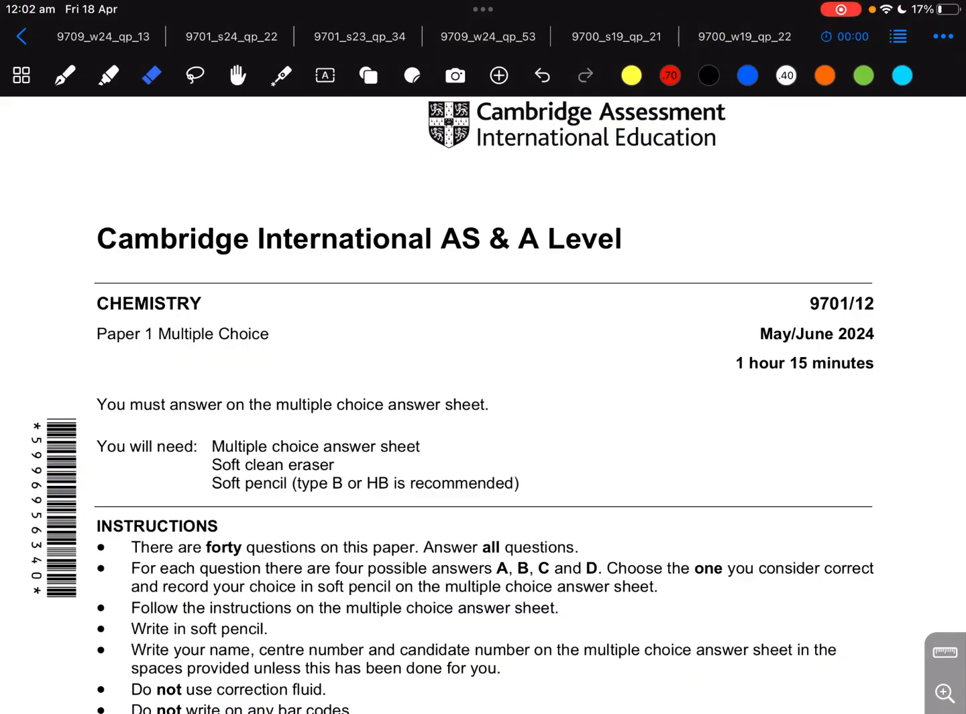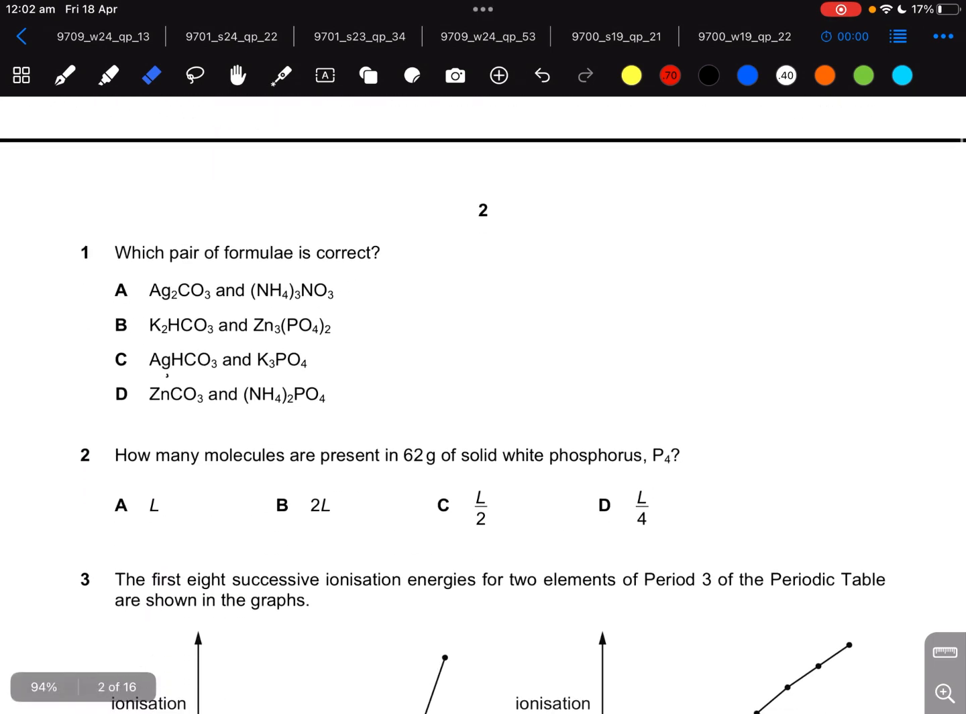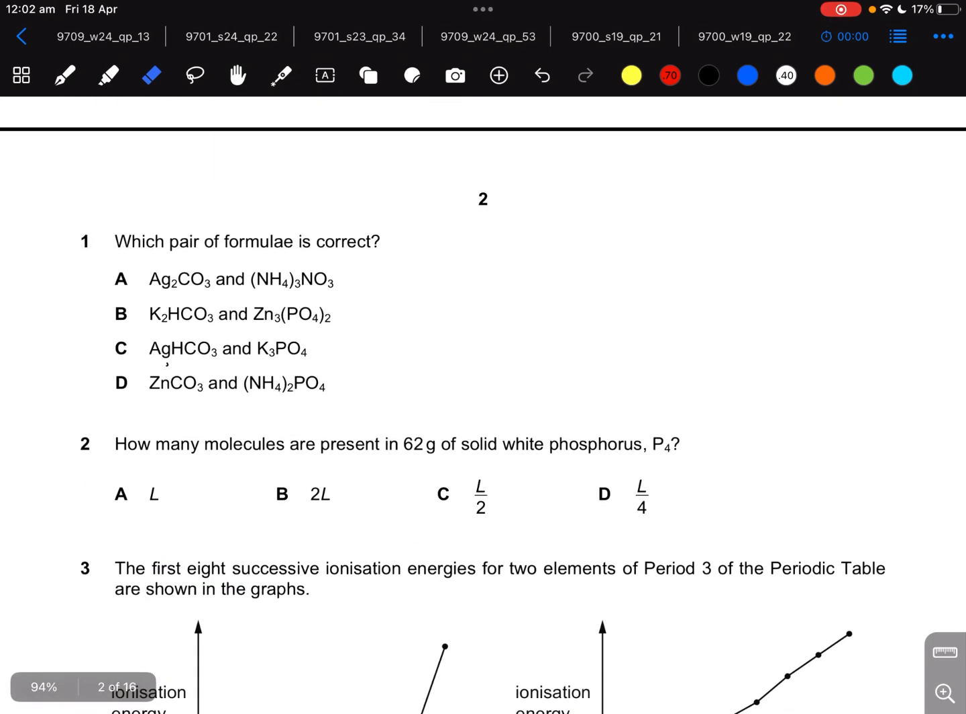Hello everyone, today I'll be solving the Chemistry S May-June 24 paper 12. So let's get started. Which pair of formulae is correct? Okay, so this is just testing your basic knowledge in radicals and valencies.